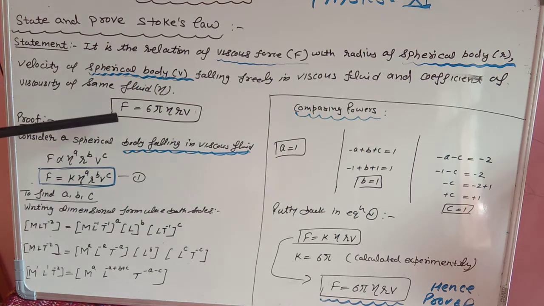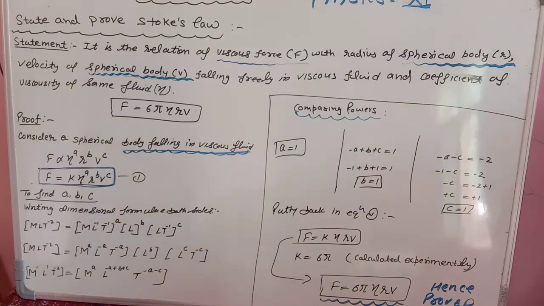This mathematical relation, F is equal to 6 pi eta R V, is the relation which we call Stokes' law. We don't call it Stokes' theorem. Stokes' theorem is in mathematics, which is something else. It is Stokes' law. So let us proceed with its proof. How to prove it? We have to start from a relation and end at this relation, that is F is equal to 6 pi eta R V.